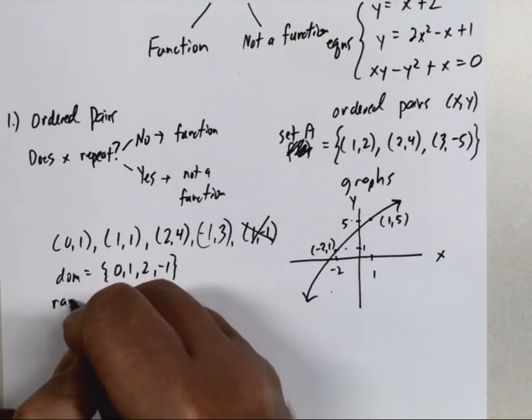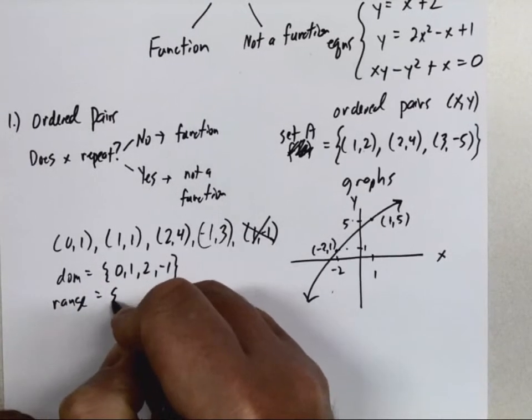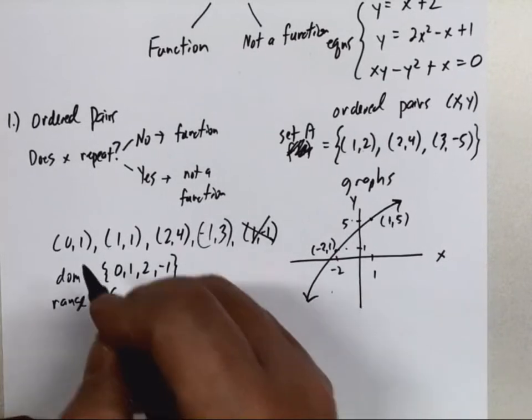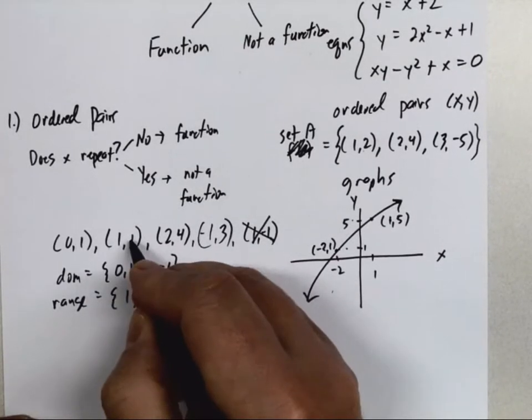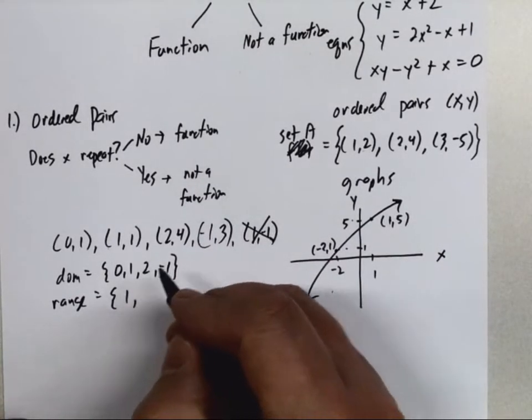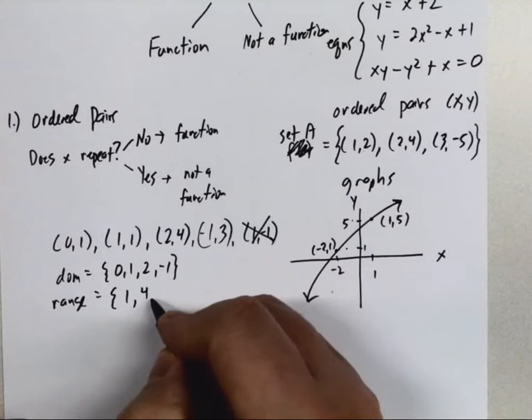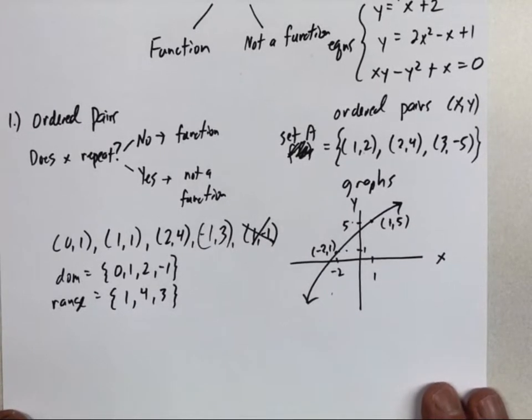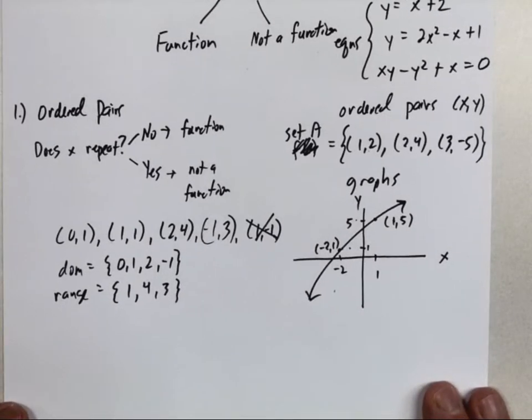And the range are all the possible values of y. You simply list all the values of y in your ordered pairs. You've got 1. However, I just listed 1. I don't need to list it again. Then 4, and then 3. So I don't know if you've ever been shown that before, but that's how you find the domain and range when you have ordered pairs. All right, so determining whether ordered pairs are a function, pretty straightforward.